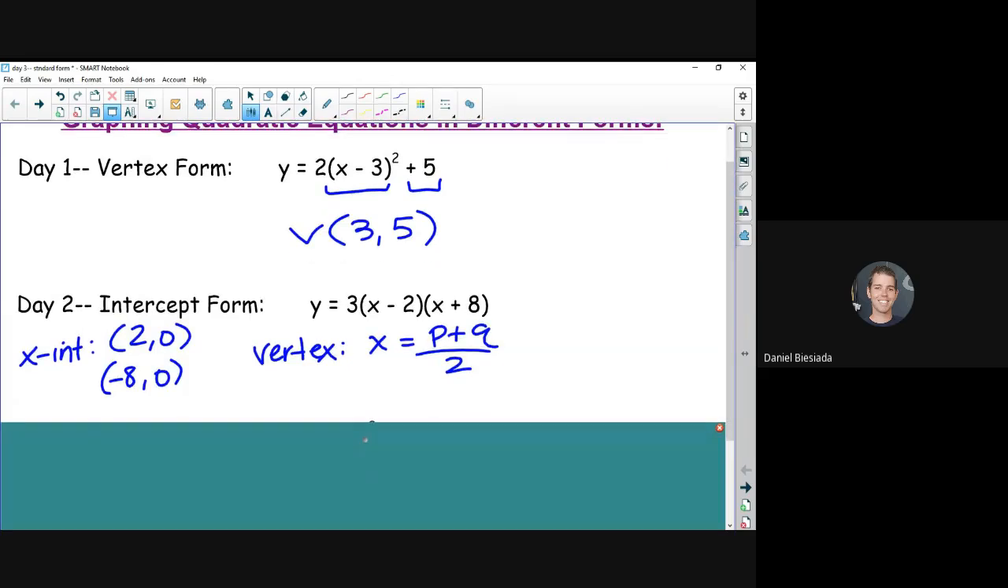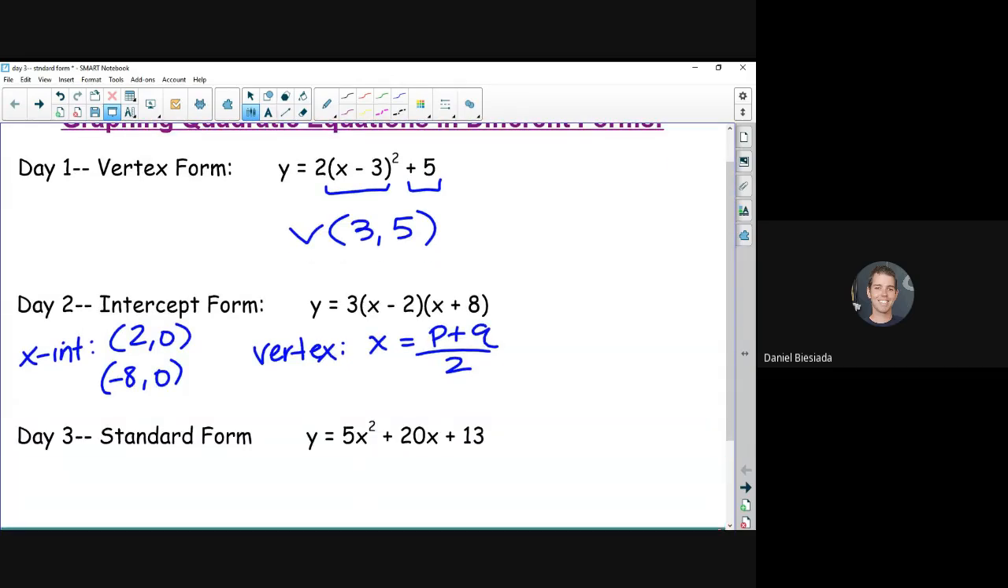Now for today's lesson, we're going to be looking at a third and final new form, and that form is called standard form. Now, if I look at just the equations and try to compare, one thing that I notice about standard form is that there are absolutely no parentheses in standard form at all. And that's what makes it stand out. And that makes the equation itself look very nice, but what it also means is that we're not going to get as much free information in that form.